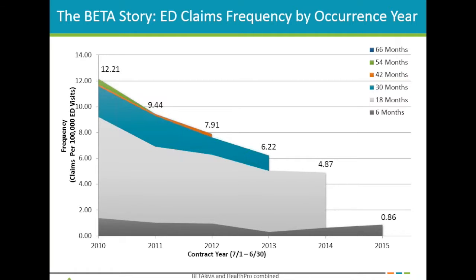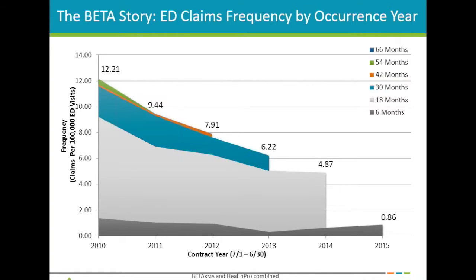So you can see, as the trend line goes down, the numbers are getting smaller, and that's a natural progression over time, particularly with some of the legislation here in California. And there are other factors that cause that to occur. But what you'll notice on the far right side is in 2015, you see a 0.86 per 100,000 claims.